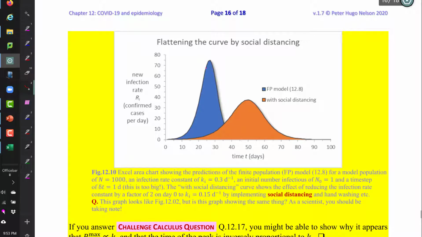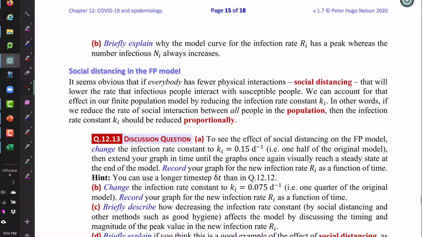So this is the one that we were just talking about, and with 0.3 is the 0.3, right? 0.3 as the infection rate constant, 0.3 per day, and the second one is when it's halved. So these are the two curves, and it shows you what the effect is. The only tricky thing about this was because of the area graph, I didn't want to use 5,000 points because it would mess it up. So I did it with just 1 day, which, as I say here, is too big. All right, so anywho, that's what that's about.